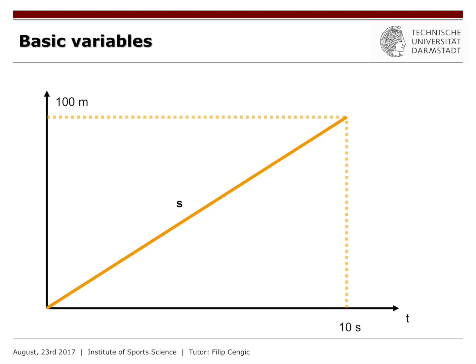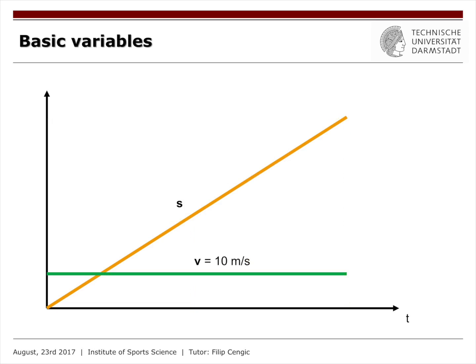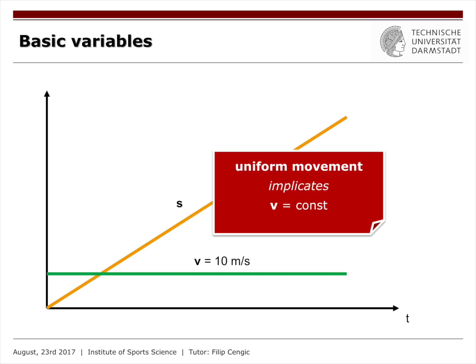In order to facilitate things, let's say the trajectory of Usain Bolt is uniformly distributed. This means that we know the distance traveled or covered after 4.5 seconds, which is 45 meters. How does the velocity curve look like? If Usain Bolt needs 10 seconds for 100 meters, his velocity is 10 meters per second, assuming a starting velocity of 10 meters per second as well. If a movement is uniform, the velocity is constant.